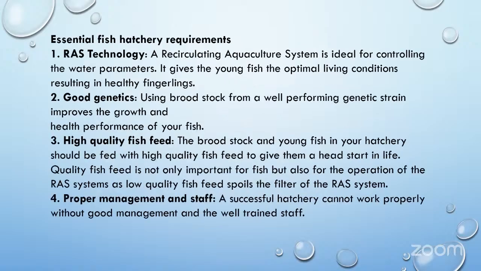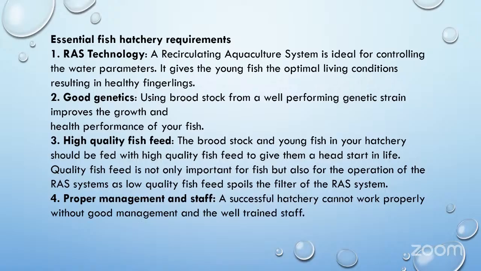Now, what is essential for hatchery requirements? RAS technology, which is nothing but a recirculating aquaculture system. It is ideal for controlling the water parameters. It gives the young fish optimal living conditions, resulting in healthy fingerlings. Then good genetics: using broodstock from a well-performing genetic strain improves the growth and healthy performance of the fish.